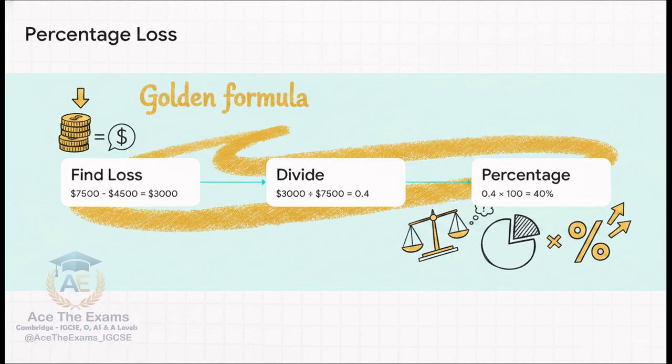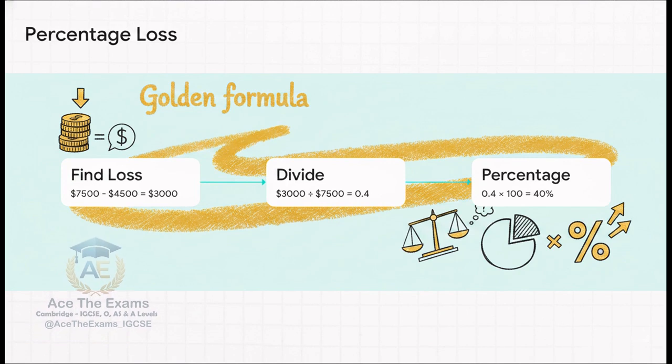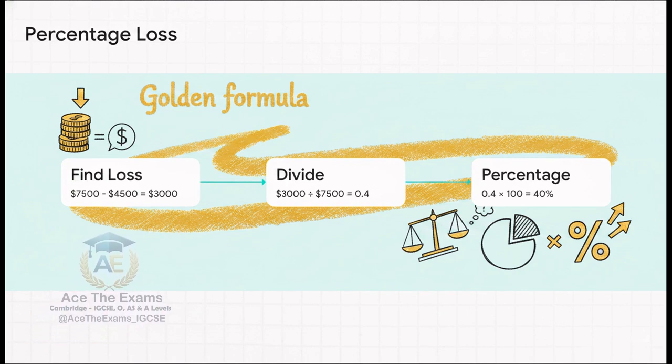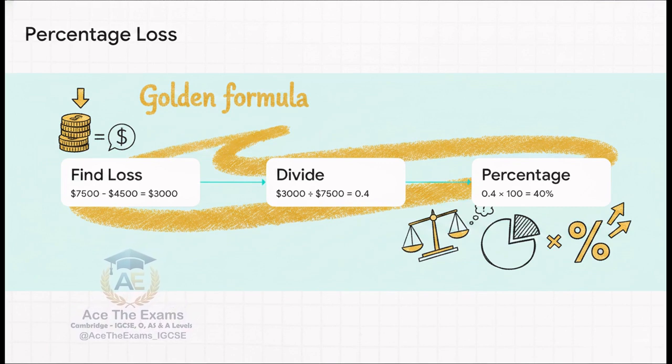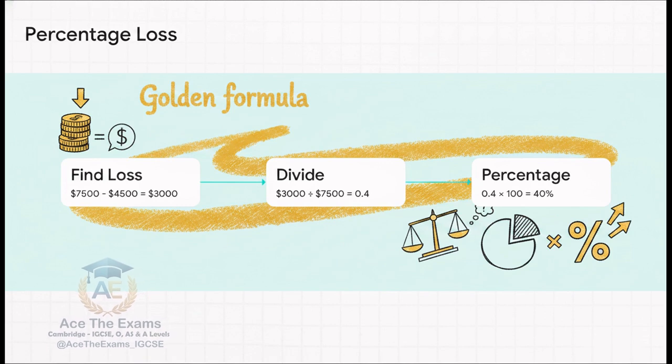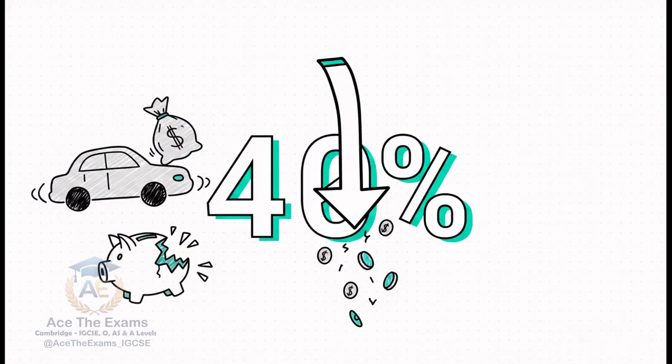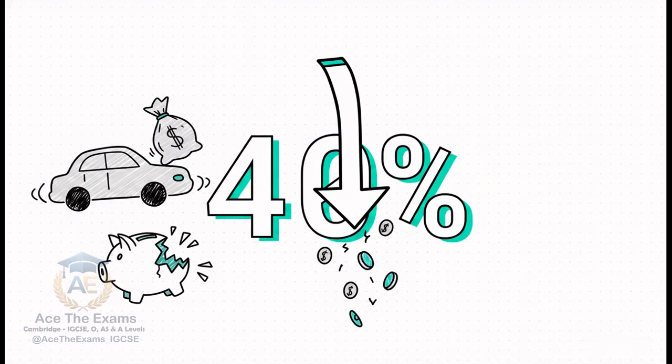Step 1. Find the raw loss. That's her original price minus her selling price, leaving us with a $3,000 loss. Step 2. Divide that $3,000 loss by her original cost price of $7,500. That gives us 0.4. Finally, just multiply by 100 to convert that decimal into a solid percentage. 40%. Wow. This massive number represents her total depreciation.